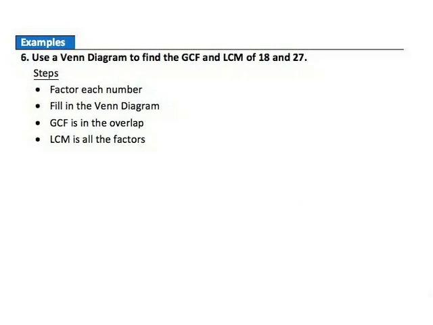So now that we understand how to create a Venn diagram, let's use it to find the greatest common factor and least common multiple. Example 6. Use a Venn diagram to find the greatest common factor and least common multiple of 18 and 27. And you can see I've listed the steps here for solving this problem. Step 1 is to factor each number. So what we're going to do using a factor tree is factor both 18 and 27. So let's start with 18 in our factor tree.